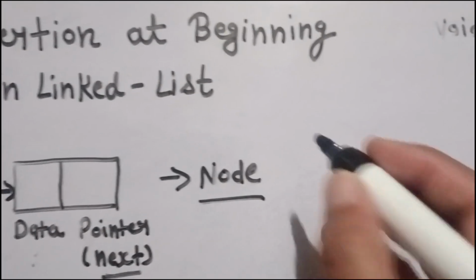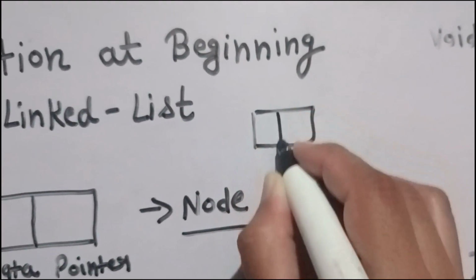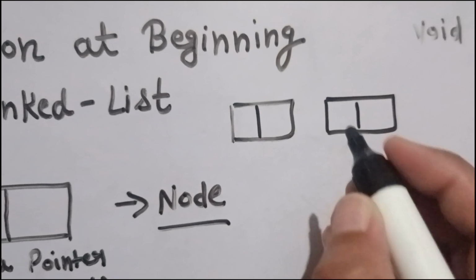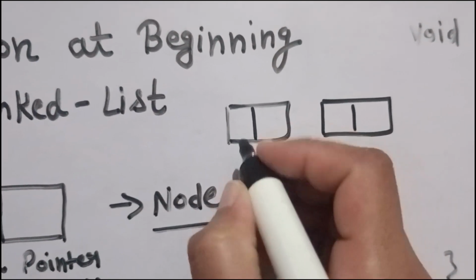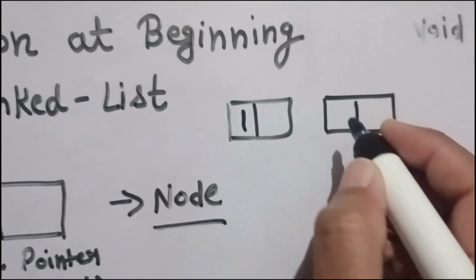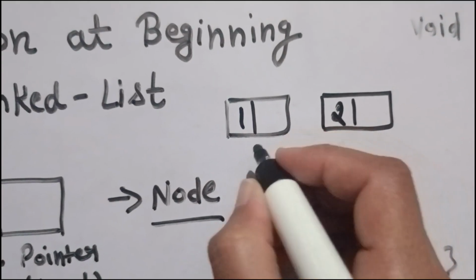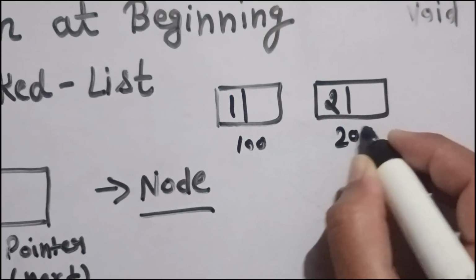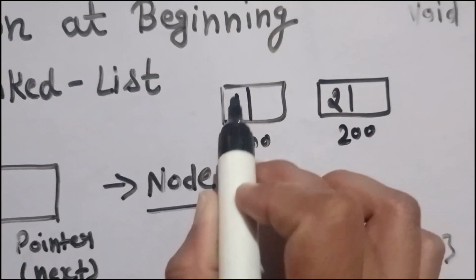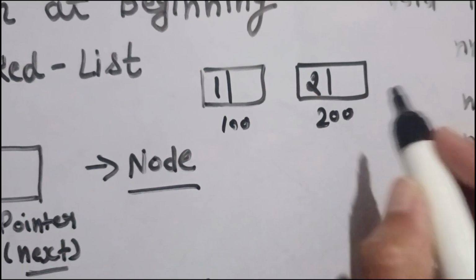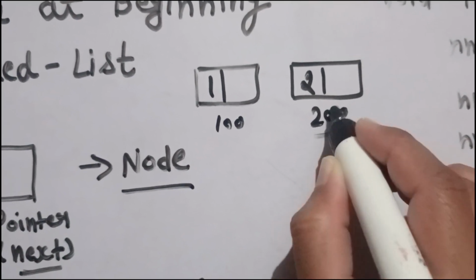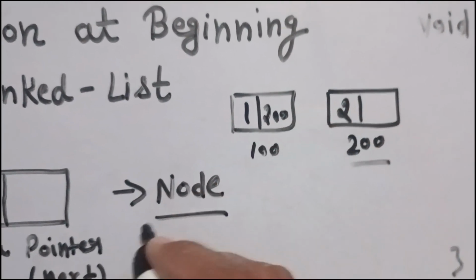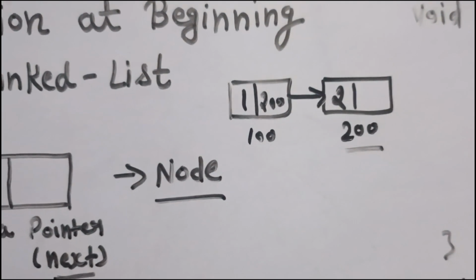Now, for example, I have two nodes here. This is node 1, this is node 2. Here I am storing an integer value, for example 1, and here 2. The address of the first node is 100 and the second node is 200. The first node is going to store the address of the next node, which is 200, so 200 will be here. Now these nodes are connected.